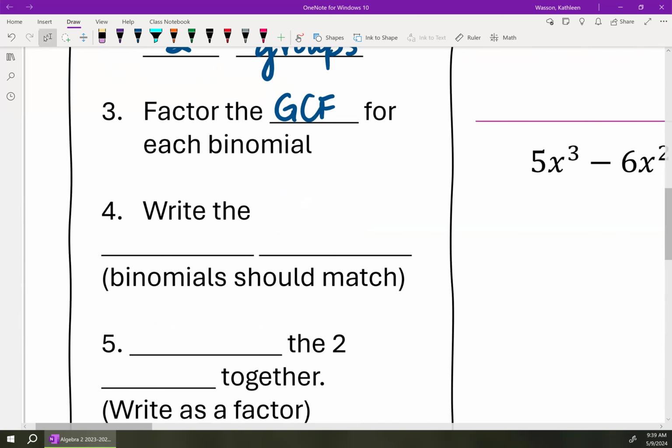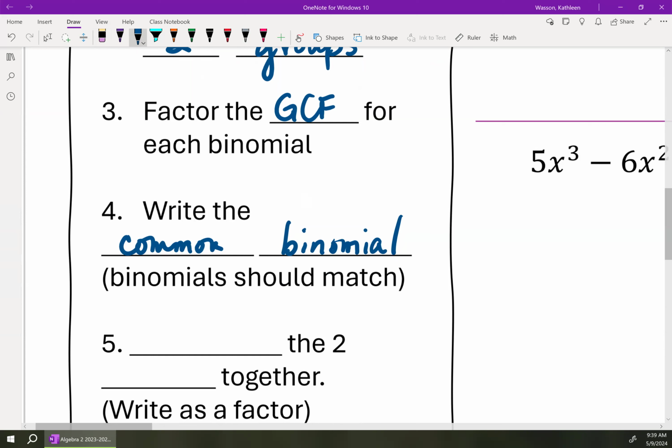Then write the common binomial. And I call it that because when you do factoring by grouping, you should have a binomial that matches. If you don't have a common binomial, then that should tell you that you didn't pull out the greatest common factor. There should be something more to pull out.